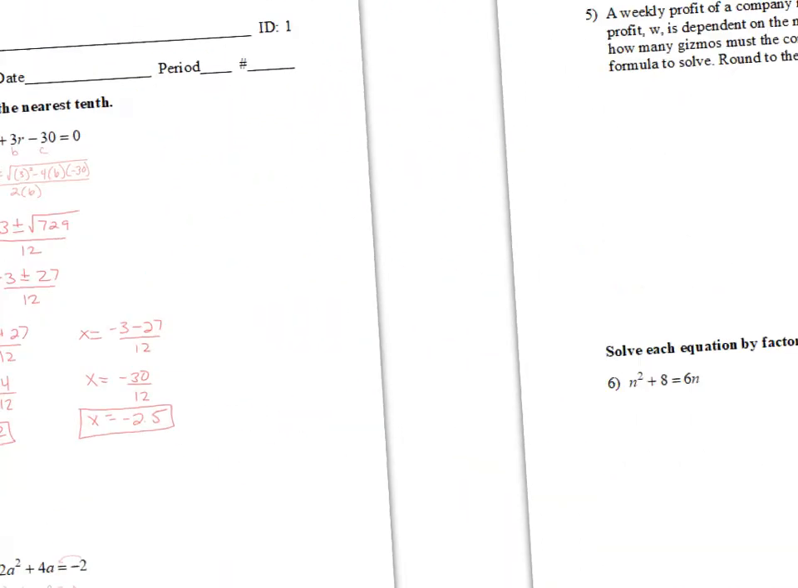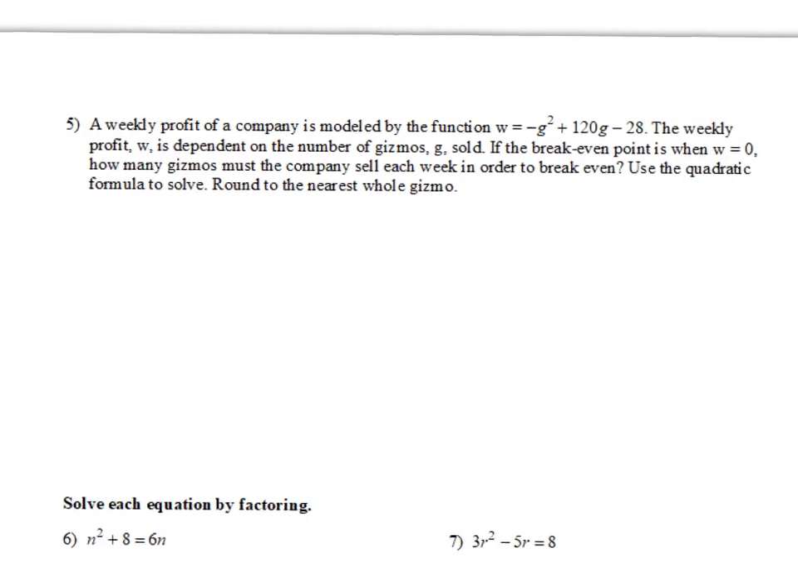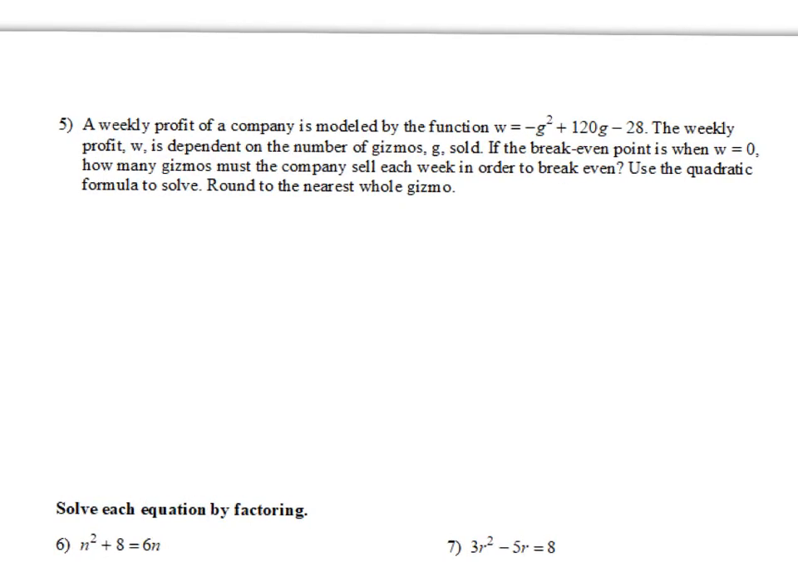Okay, going to the next page here. Got a word problem. A weekly profit of a company is modeled by the function. The weekly profit W is dependent on the number of gizmos G sold. If the break-even point is when W equals 0, how many gizmos must the company sell each week in order to break even? Use the quadratic formula to solve, round to the nearest whole gizmo.